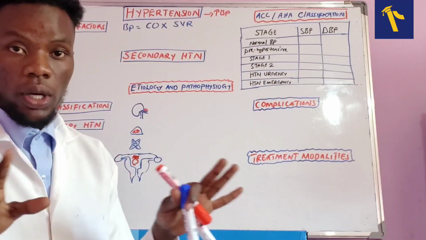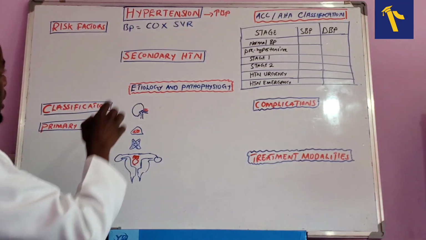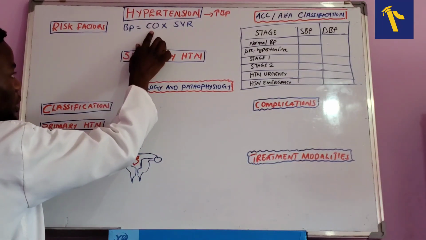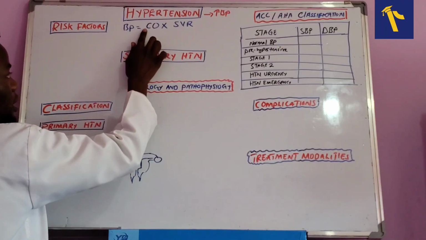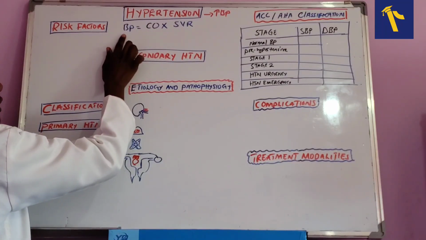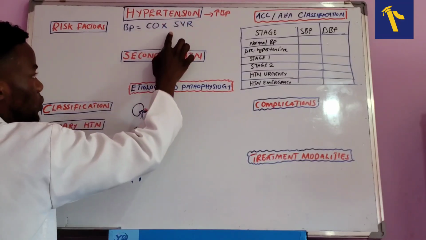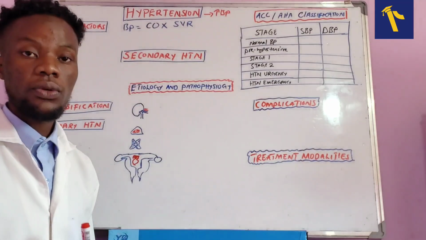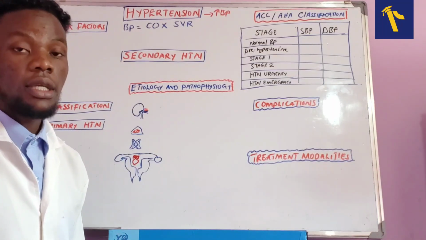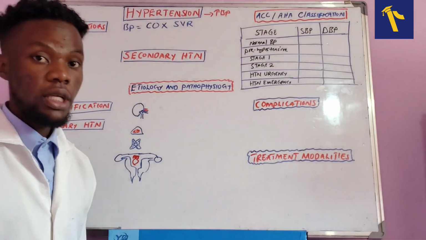Now what does that mean? It means that anything that makes the cardiac output go up or increase is going to elevate the blood pressure as well. Or anything that increases the systemic vascular resistance will also make the blood pressure elevated. We need to take note of that.